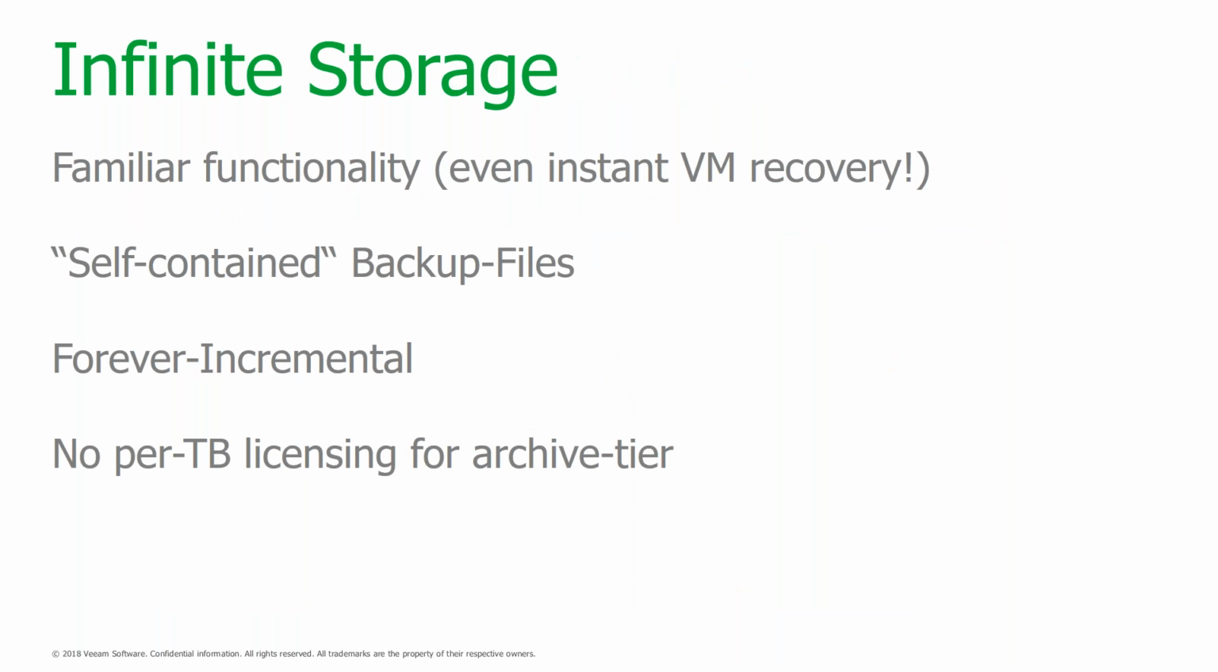So really with the use of the object stores, you can really say you now have infinite storage for your backups. You can continue to use the same familiar functionality that you've got with Veeam. And here even it says as far as even instant VM recoveries from those object stores. We have those self-contained backup files that are forever incrementals. And there's, most importantly, no per terabyte licensing fee for an archive tier. So if you look at some of the competitors out in the marketplace today, as you move things outside to an object store, they're still charging you to keep track of that data based on the number of terabytes that you're moving outside. So big differentiators.